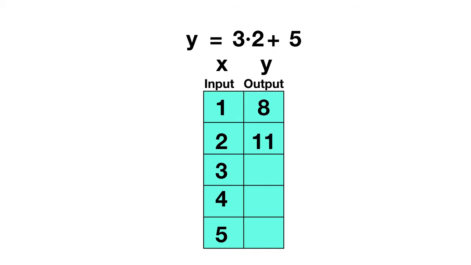How do I write my number sentence when the x is 3? Well, you plug that 3 in for the x, so now your y will be equal to 3 times 3, which is 9, and 9 plus 5 is 14. When my x is 4, what does my y equal? Well, the y will be equal to 3 times 4, which is 12, plus 5, or 17. And finally, when my x is 5, what does y equal? Well, y equals 3 times 5 is 15, plus 5 is 20.